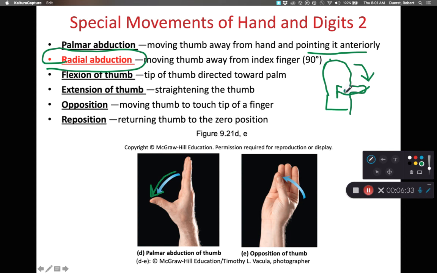An extension of the thumb is when we take it and swing it back out again to straighten it out. Opposition of our thumb is when we take our thumb and we use it to touch the tip of any one of our fingers. And then reposition of our thumb is the opposite of opposition. That's when we take our thumb and we return it back to the 0 position.